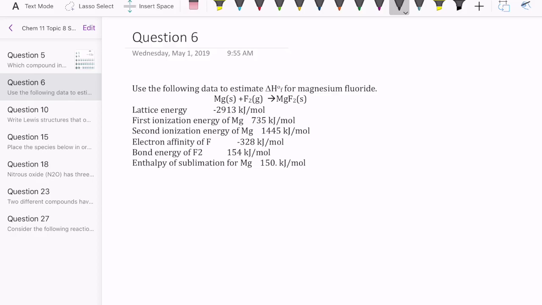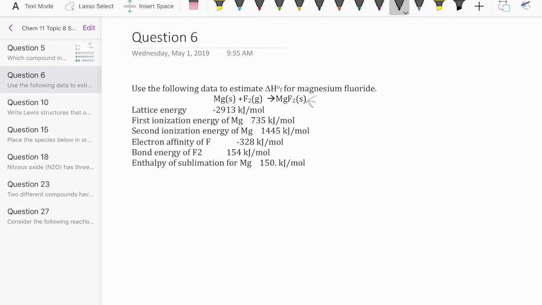Hi everyone, let's work on problem number 6 in problem set 8. This is a question about lattice energy, and specifically calculating the value of lattice energy using something we call the Born-Haber cycle. Now, this problem is actually asking us to calculate the enthalpy of formation for magnesium fluoride, whose reaction is given right here: Mg in the solid state plus fluorine gas forming magnesium fluoride in the solid state.